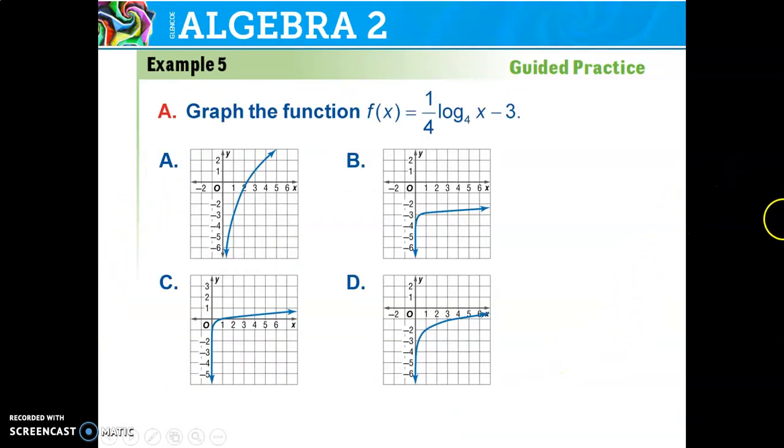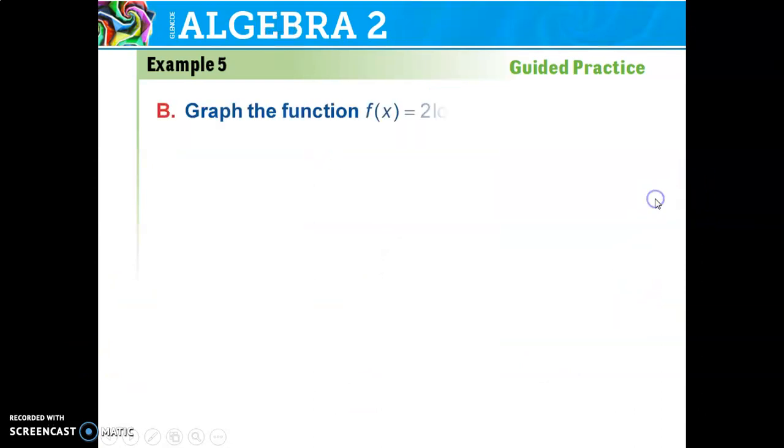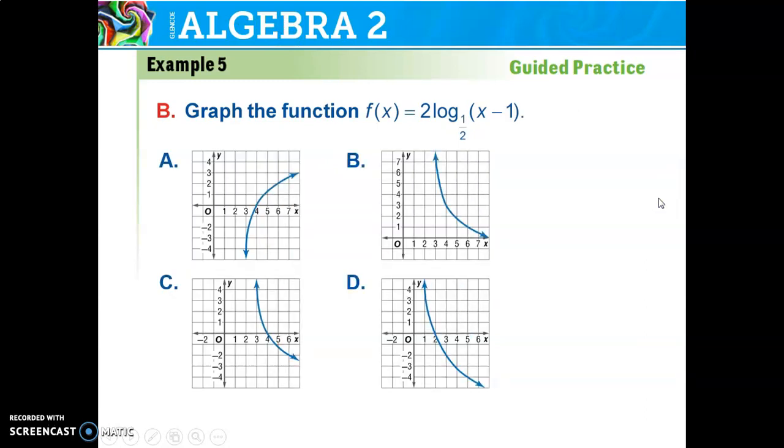So here's one for you to try. See if you can match the graph of this function. Letter B. And see if you can match the graph of this function. And that is letter D.